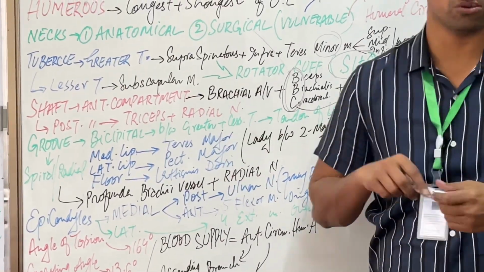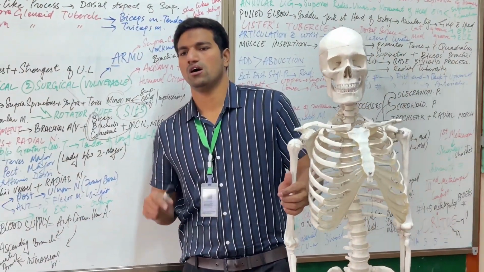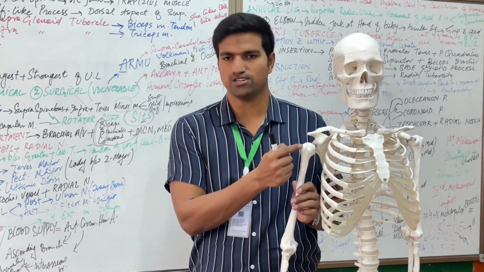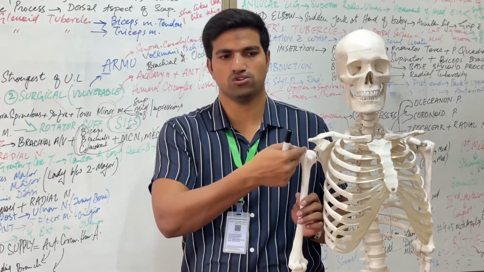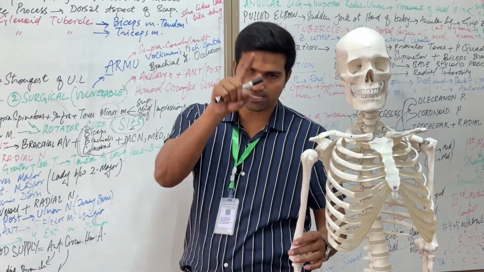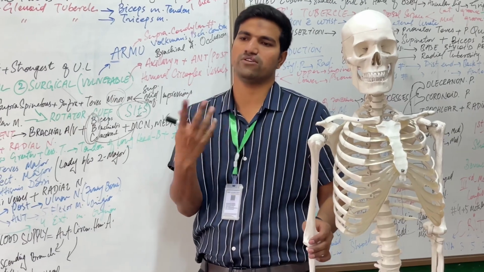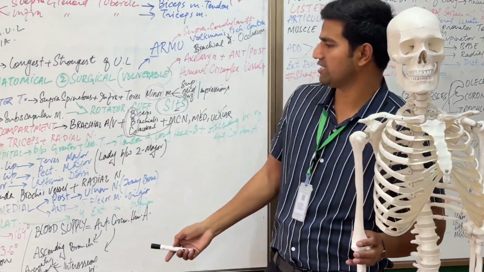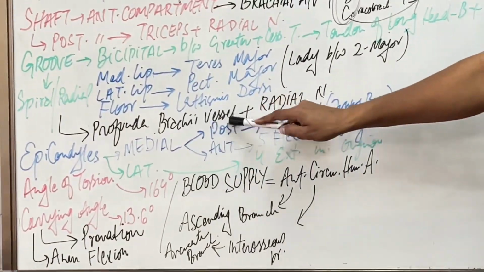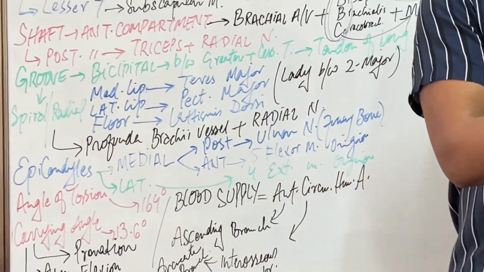Then we have talked about grooves. What is a groove, by the way? It is an elongated depression or furrow. In between the greater tubercle and lesser tubercle of the humerus, we have a groove called the bicipital groove. And on the posterior side, we have a spiral-shaped groove called the spiral groove or radial groove. The spiral radial groove contains the profunda brachii vessels plus the radial nerve, present at the posterior aspect of the humerus.